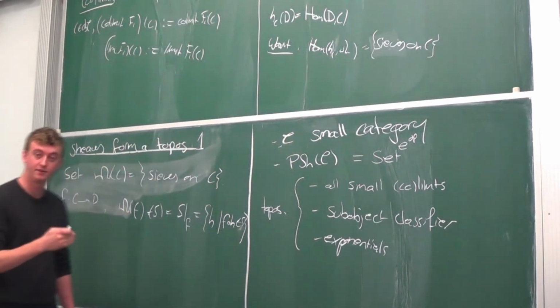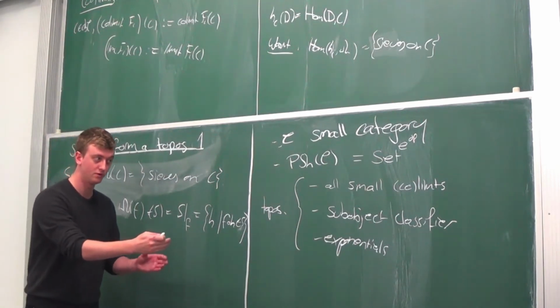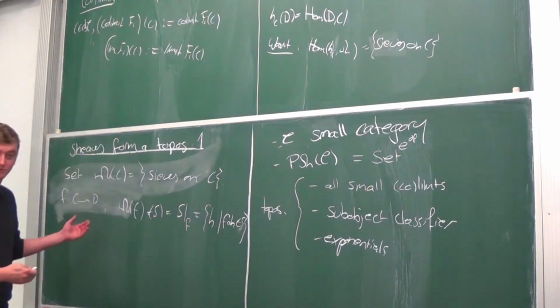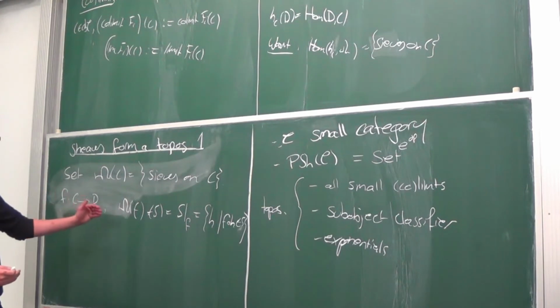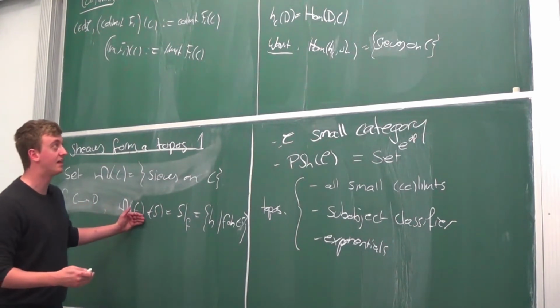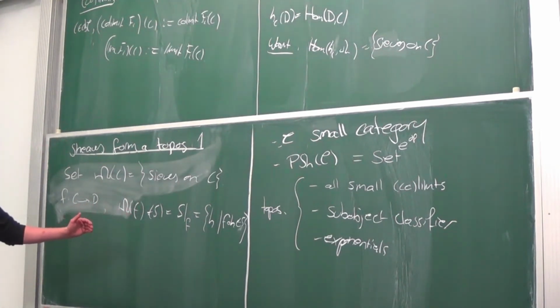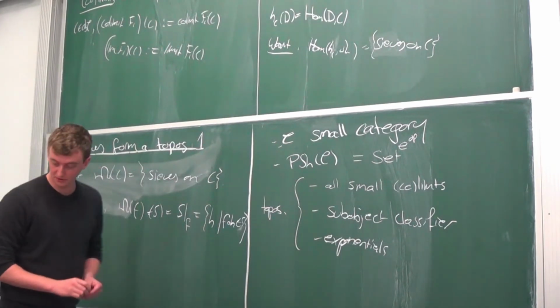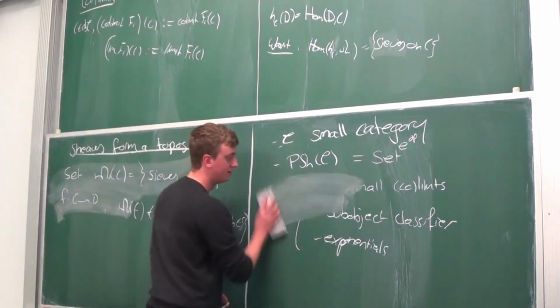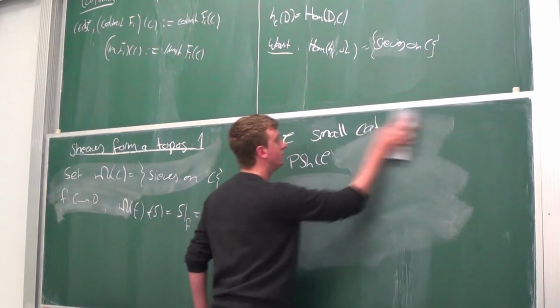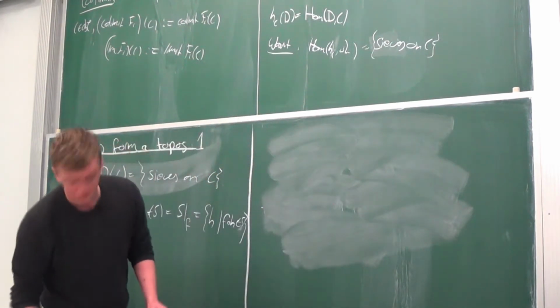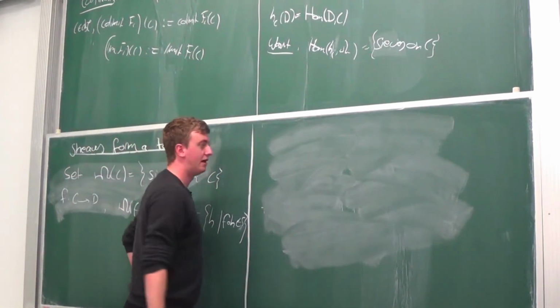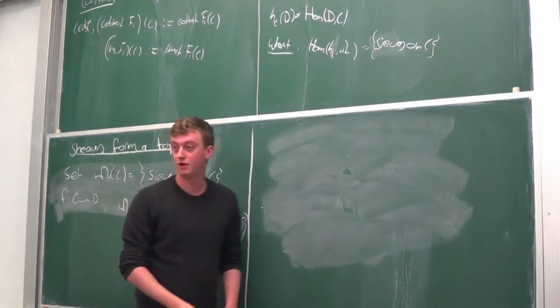Okay, so this is a pullback of sieves along morphisms. Now we have a legitimate presheaf, and I'm going to claim that this presheaf is a sub-object classifier. So first, what we really need is some morphism from the terminal object of presheaves.